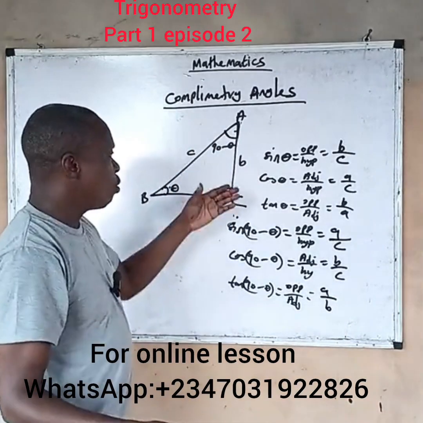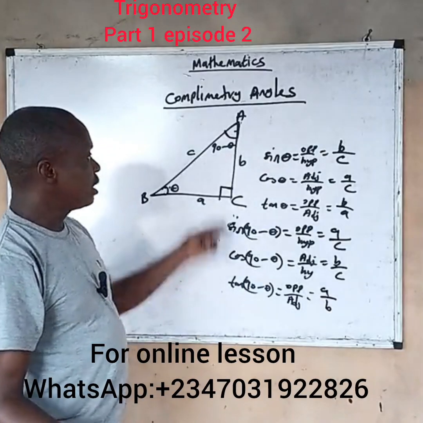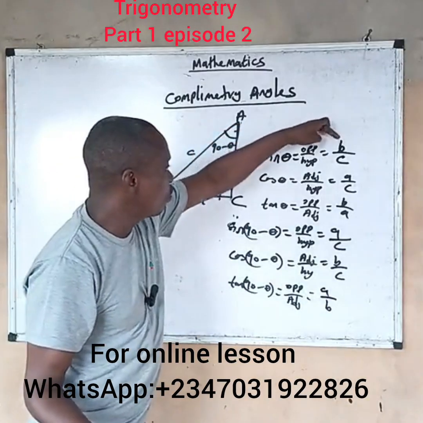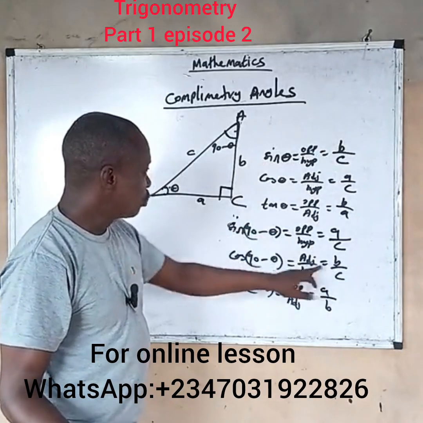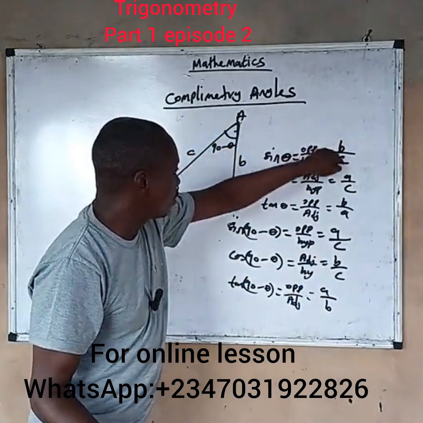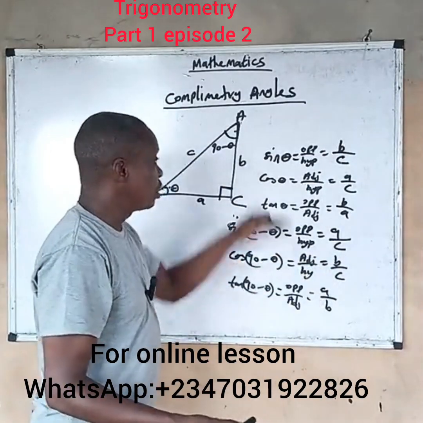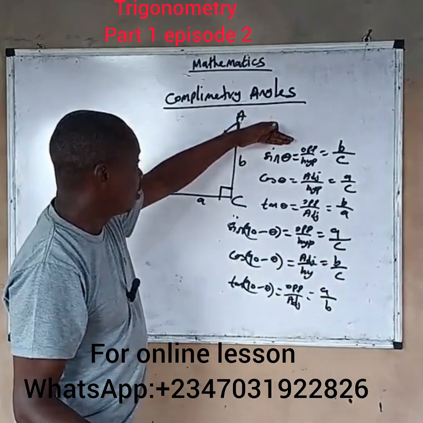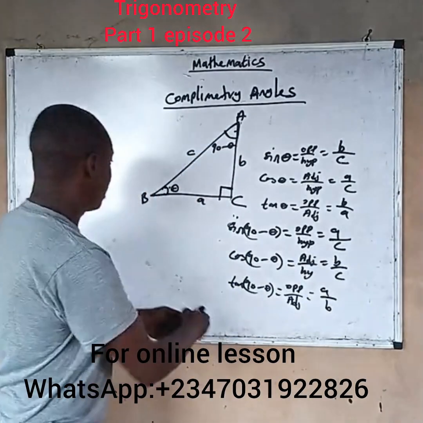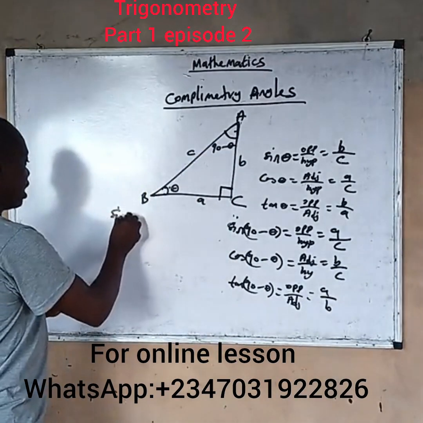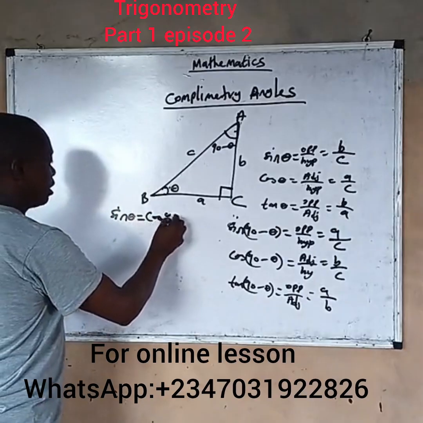Now, let us compare here and here. What is common? You will discover that here we have sine theta as B over C. Do we have any 90 minus theta that has B over C? Yes, cos 90 minus theta is equal to B over C. So the relationship between sine and cos is that sine theta is equal to cos 90 minus theta.